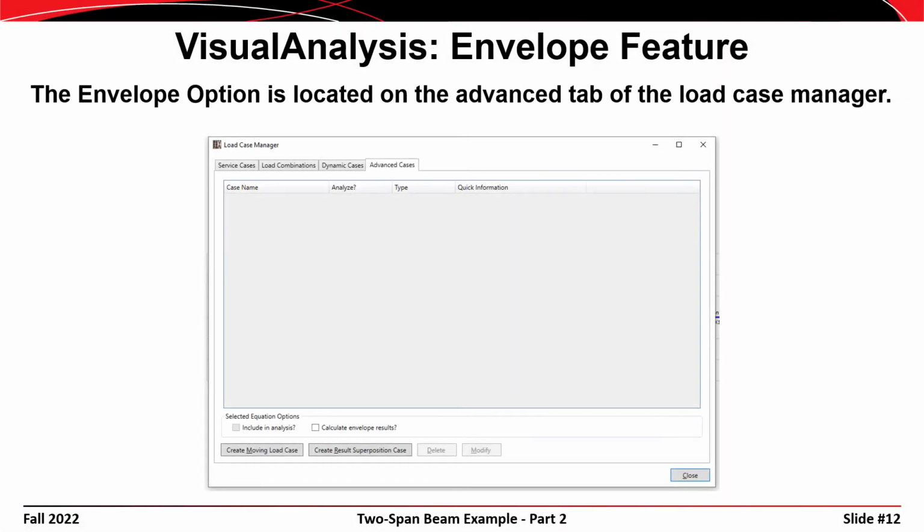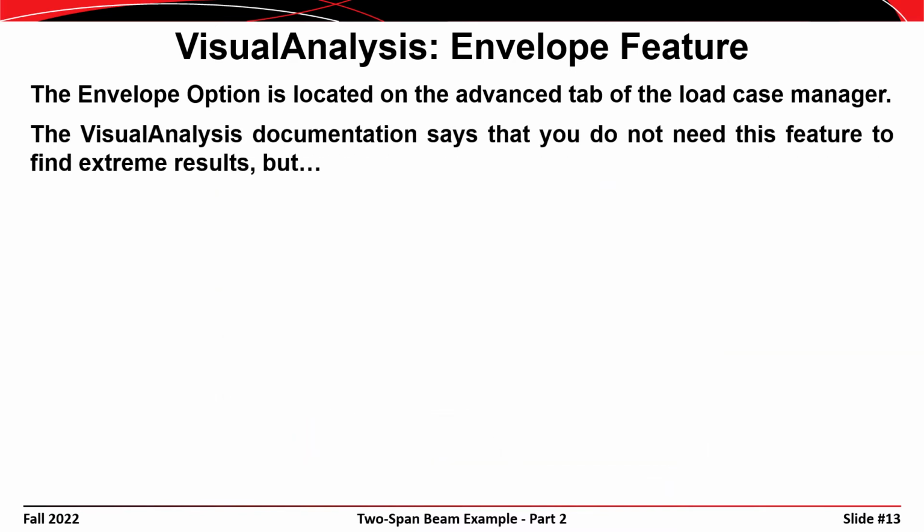To include envelopes in our results cases, we return to the Load Case Manager, select the Advanced Cases tab, and then select the checkbox at the bottom of the dialog, and this gives us the envelope of the results. The Visual Analysis documentation says that you don't need this feature to find the extreme results, but in my experience that checkbox needs to be checked in order to see the envelope of the results on member graphs.